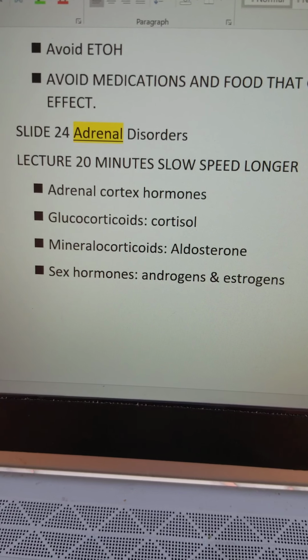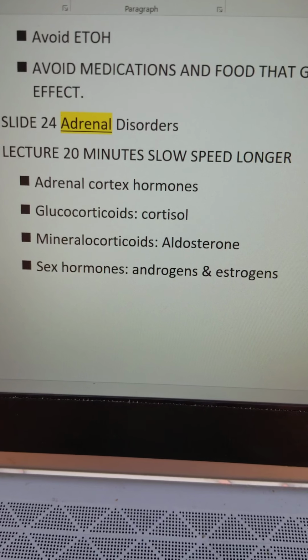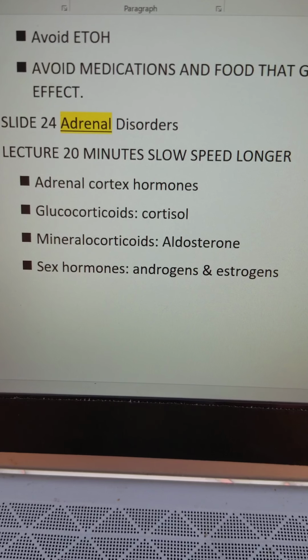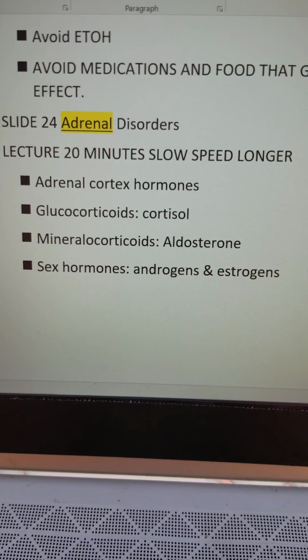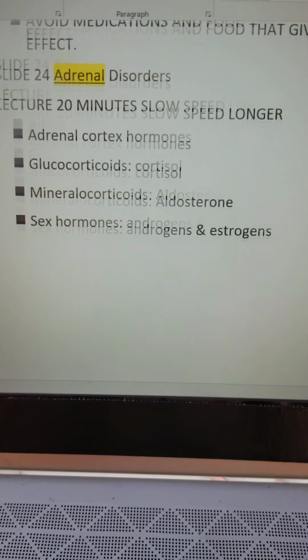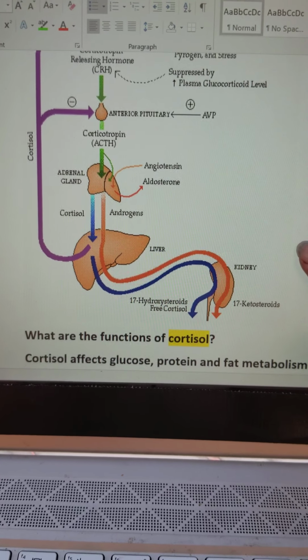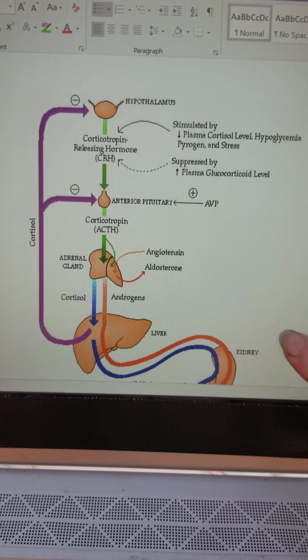Adrenal disorders, slide 24. Adrenal cortex hormones: glucocorticoids, cortisol, or mineral corticoids, aldosterone, sex hormones, androgens, and estrogens. What are the functions of cortisol?